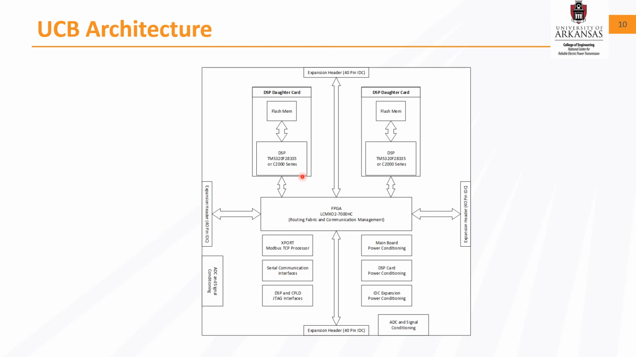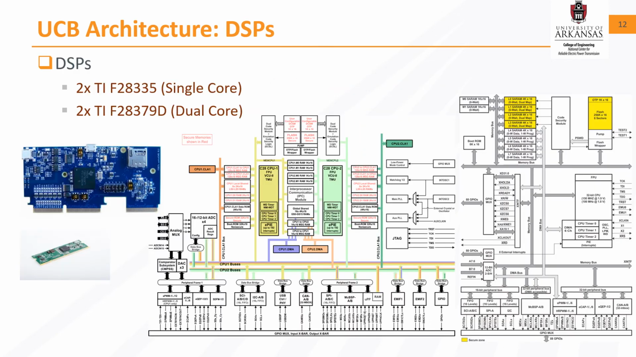This is a block diagram of the UCB architecture. The DSP that we're planning on using is the Texas Instruments F28379D dual-core Delfino. And here you can see the block diagram of all the associated peripherals with these digital signal processors.